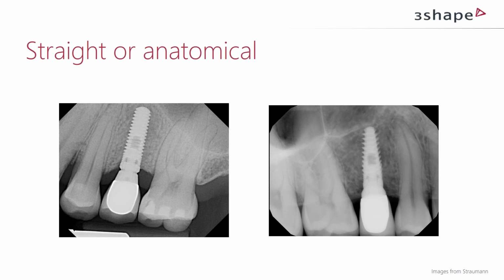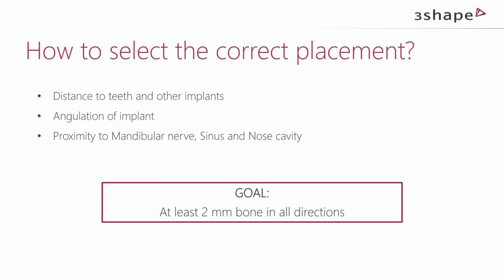If we look at the next area, it's how and where we should place the implants. Here I want to show you a little bit about what to watch out for, how the distance to teeth and to other implants should be. If we angulate the implant, what to look out for there, and also some anatomical structures that we have to recognize on the x-rays and be aware of so we don't get any accidents.